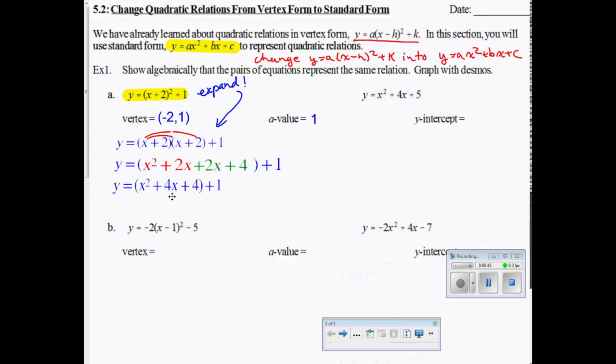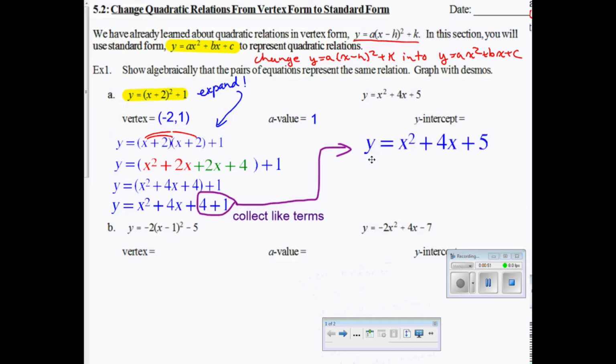Now that I've just finished it, I can get rid of the bracket. Now notice there is nothing in front of the bracket, so we can just drop the bracket, okay? And when we drop the bracket, we just have to add up or collect the like terms for the last two numbers, 4 and 1. So you end up with y is equal to x squared plus 4x plus 5, which is exactly what we expected.